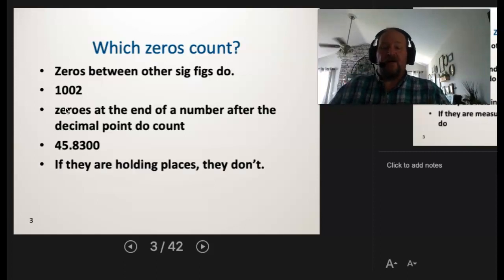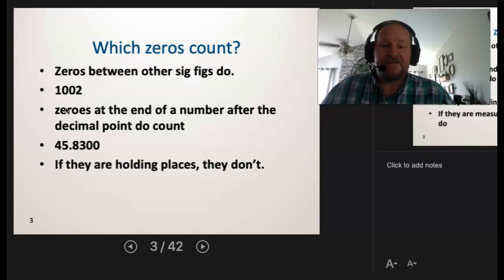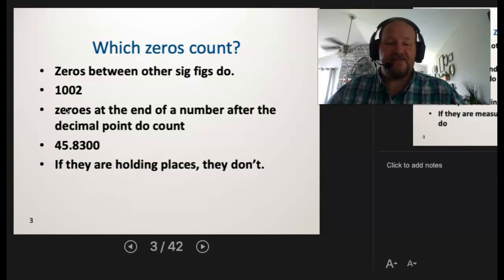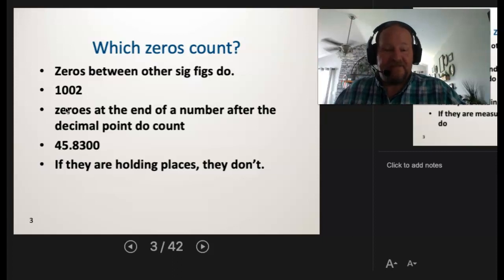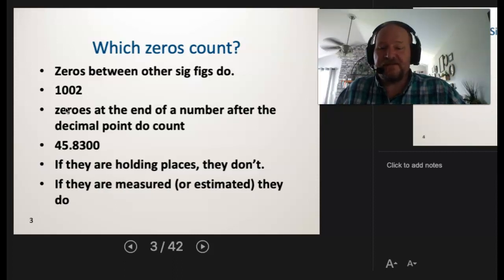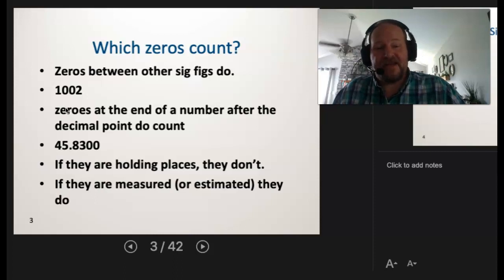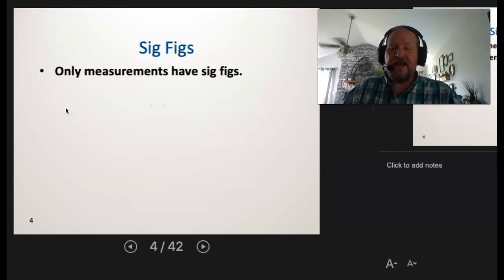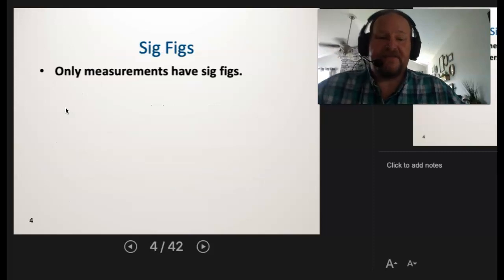An easy way to remember this is if the zero is simply holding a place, in other words, taking that zero away will affect the magnitude of the number, then it doesn't count. So it's kind of backwards. If I have it and I need it, then it doesn't count. But if I have it but I didn't need it, then it must count. So again, there are different ways to think about significant figures and figuring out these zeros. Now, if a zero is a measured number, or if it's the estimate, it automatically counts, and you'll have to figure out how to make it count if you need to. Now, only measurements have significant figures.